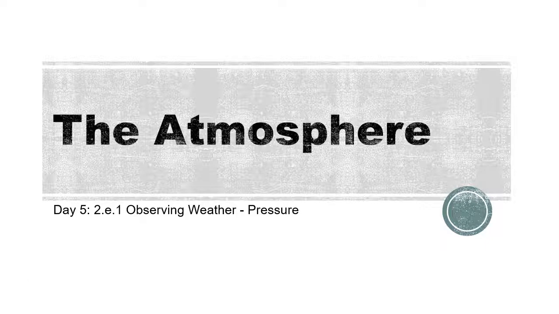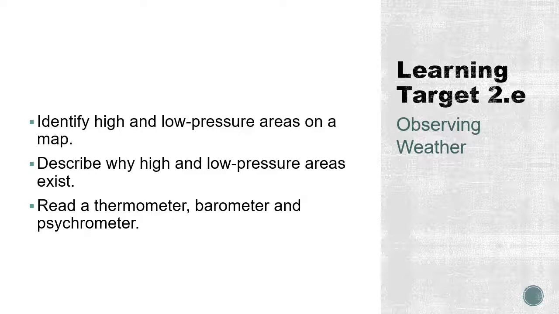Unit 2, the atmosphere. For day 5 of class, we're going to work on our first section of observing weather, all about pressure. So for learning target 2.e, we're going to be able to identify high and low pressure areas on a map, describe why high and low pressure areas exist, read a thermometer, barometer, and psychrometer.